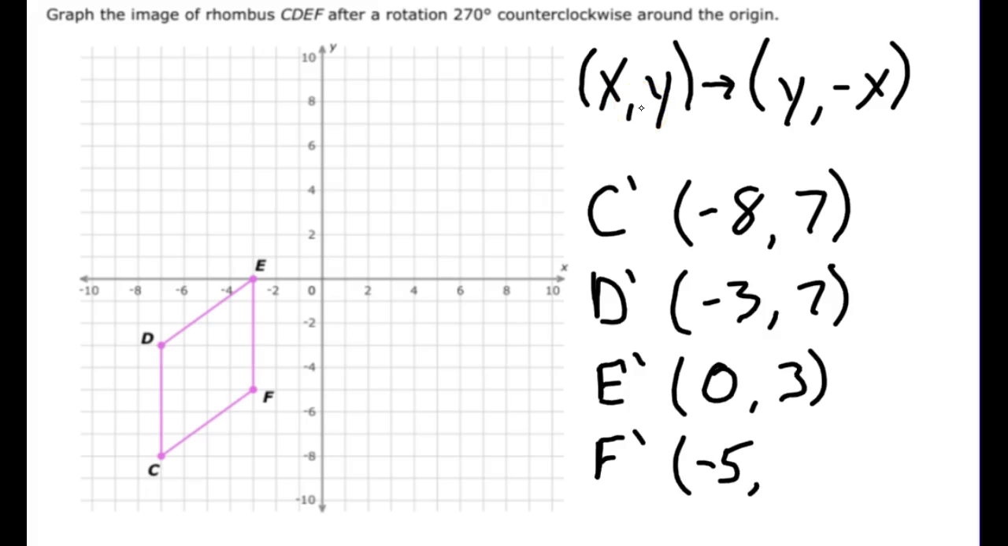Then we look at the x value, which is -3, make that the opposite, +3, and that's the new y value for F prime. So now we have all these points. We're going to plot all these points. C prime, we have -8, +7. That was C prime. Now we want to go to D prime, -3, +7.